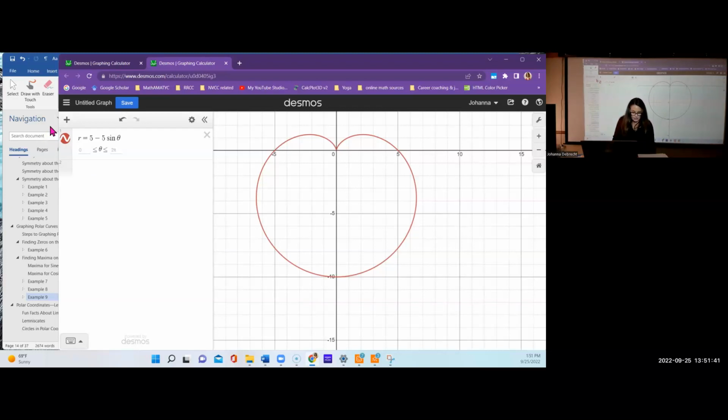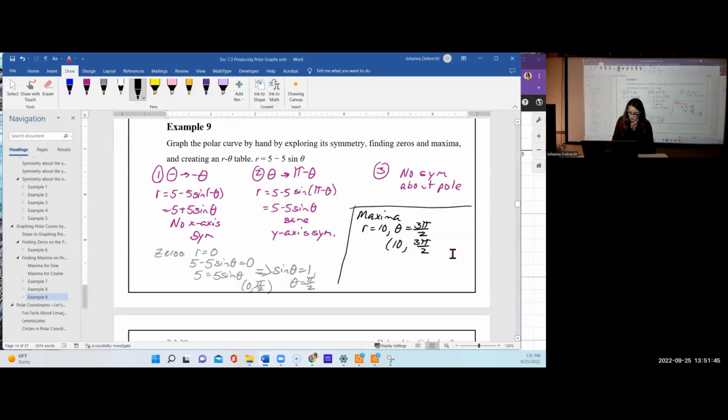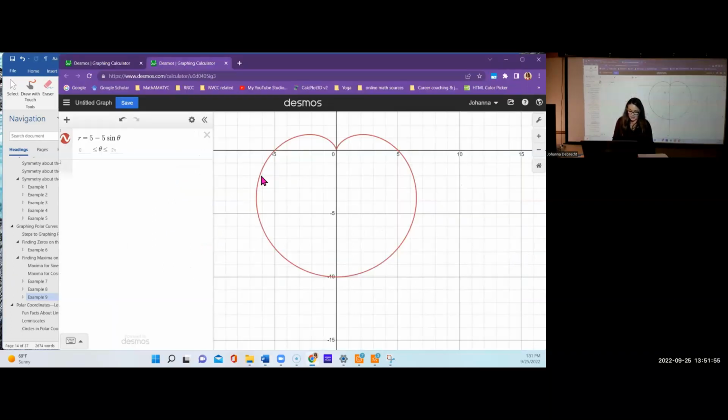So when we're looking at this one, we have a distance of 10 at 3 pi over 2, which we got right here. Didn't finish drawing that. And then we have 0 at pi over 2. So we got both of those points. And it does have y-axis symmetry that you see here.